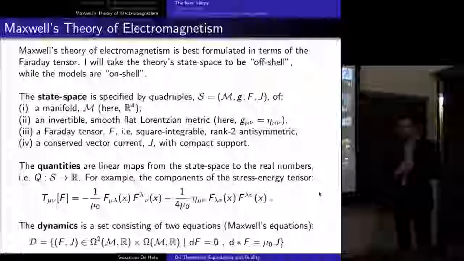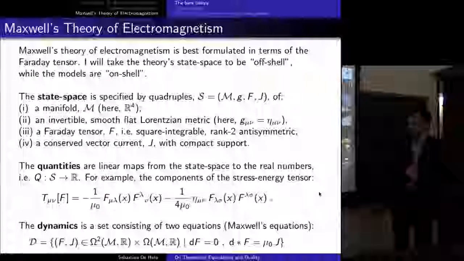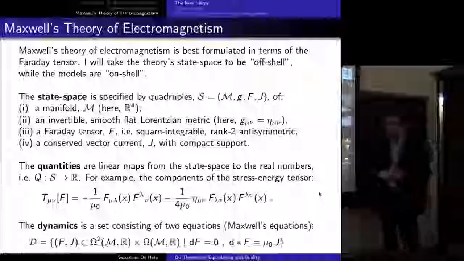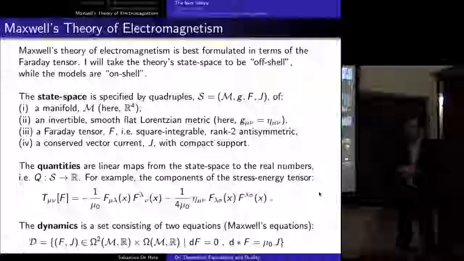Okay, so now I'm going to illustrate this in the case of Maxwell's theory, which we've already gone through, but to recap.